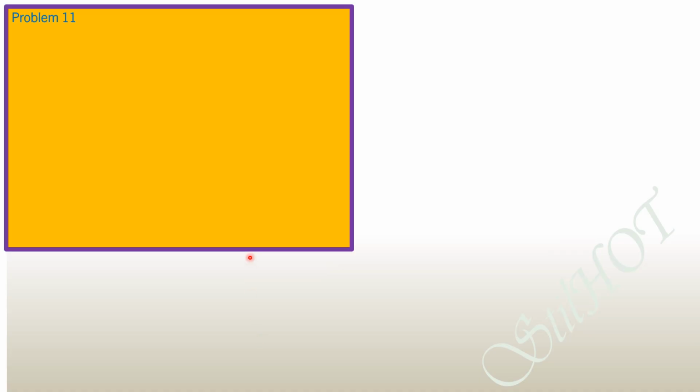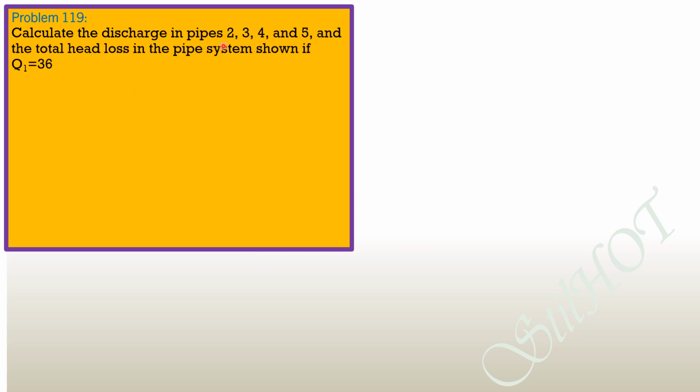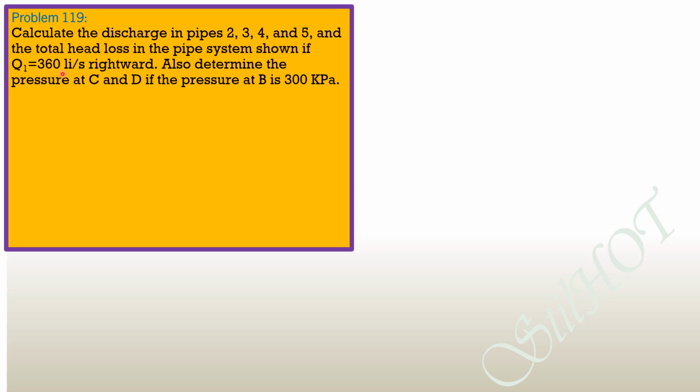Here is problem 119 on series parallel pipes. Calculate the discharge in pipes 2, 3, 4, and 5 and the total head loss in the pipe system shown if the discharge through pipe 1 is 360 liters per second rightward. Also determine the pressure at points C and D if the pressure at B is 300 kilopascals.